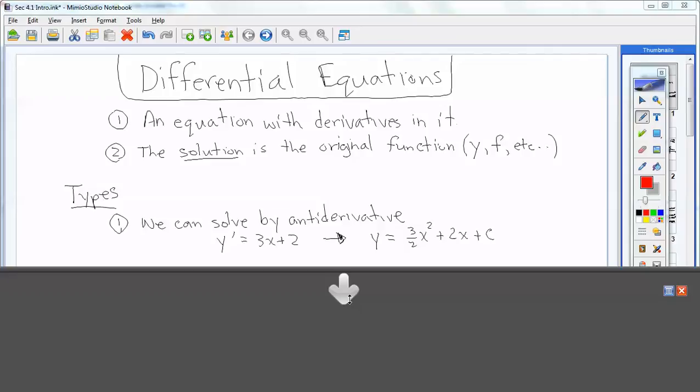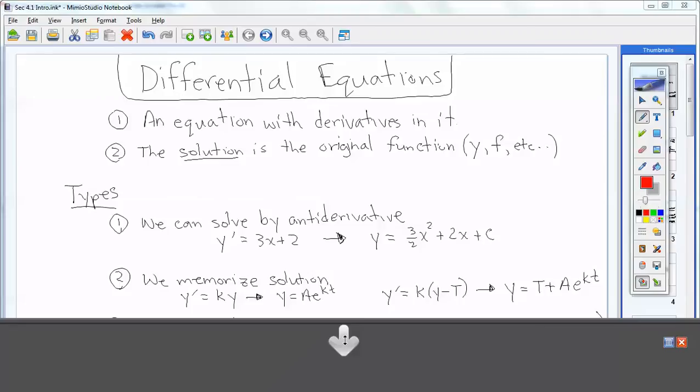Okay, then the second type we said we were going to memorize. Now, you can notice I've added one onto there, and we actually talked about this one. The first one was exponential growth, y prime equals k times y, which has the solution a e to the kt. Now we're going to add this one too, and that's Newton's law of cooling, which we're going to talk more about in a minute. We're going to do some problems. So that's another one we want to work on. But those are the 2 we're just going to use here in chapter 4.